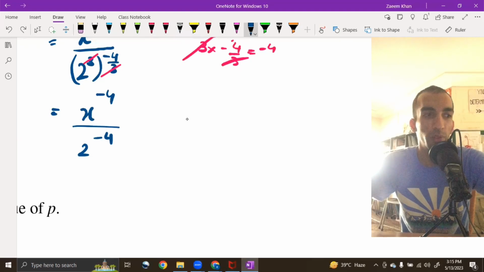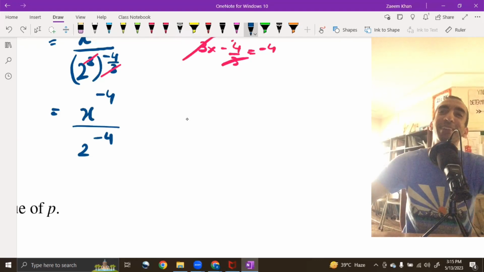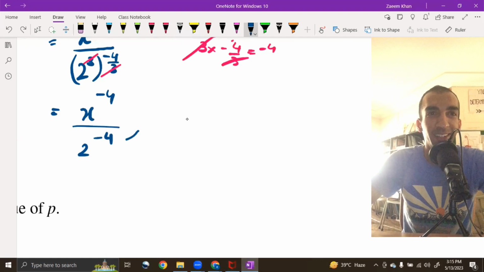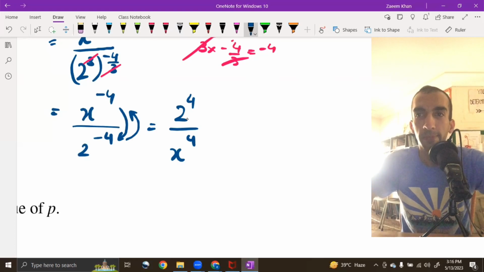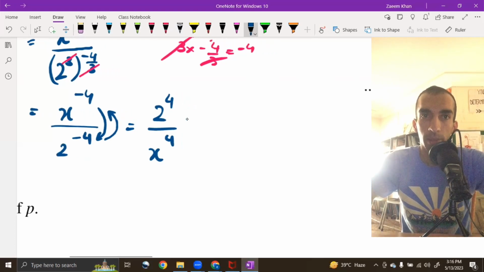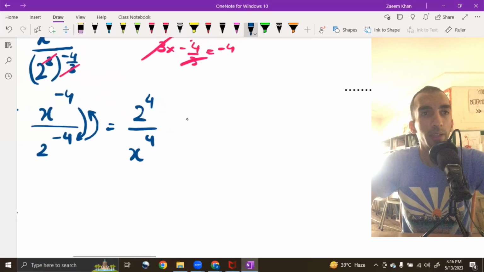What if I were to tell you that this is the answer? We just need to take the reciprocal so that this goes in the numerator, this goes in the denominator. And this is going to be 2 raised to the power 4 over x raised to the power 4. What did I do over here? You just switch the powers over so it becomes positive. Perfect. I just switched them so that their powers become positive, and this is the answer.